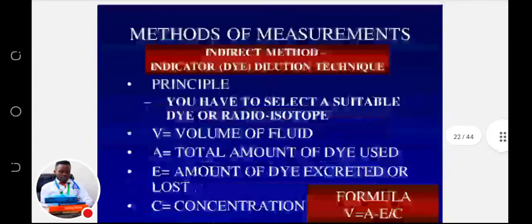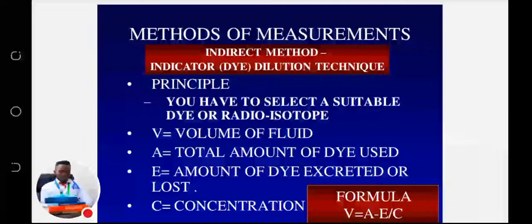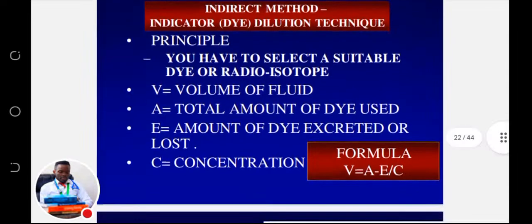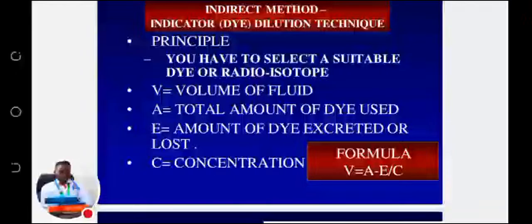Now, what are some of the measurements that are used to measure the body fluids? The indirect method can be done by the indicator that we call the dye solution technique. This one follows the principle that you have to select a suitable dye or a radioisotope. We have V for volume, which is V fluid, A for the total amount of the dye used, and E, which is the amount of the dye excreted or rather lost. Then C is just the concentration.